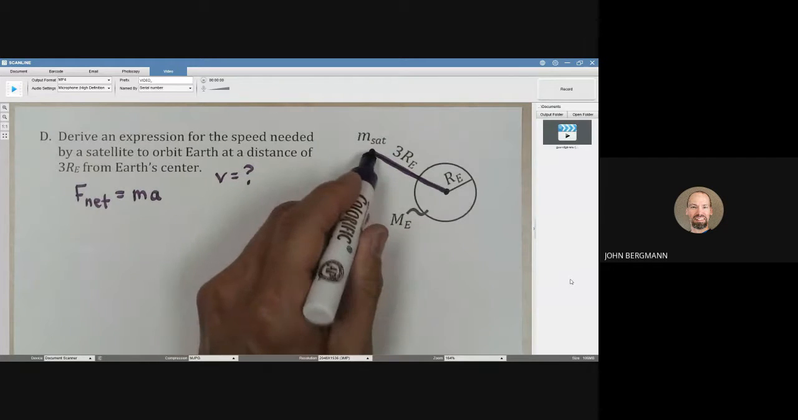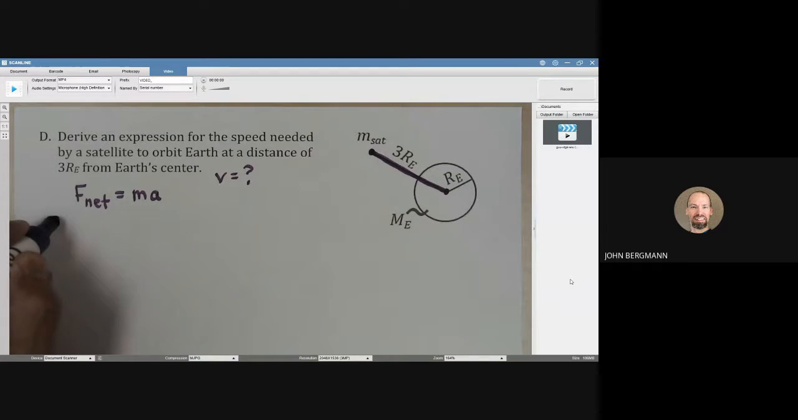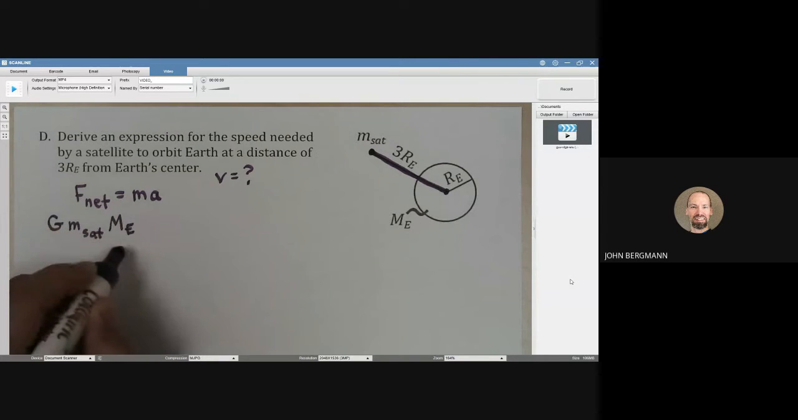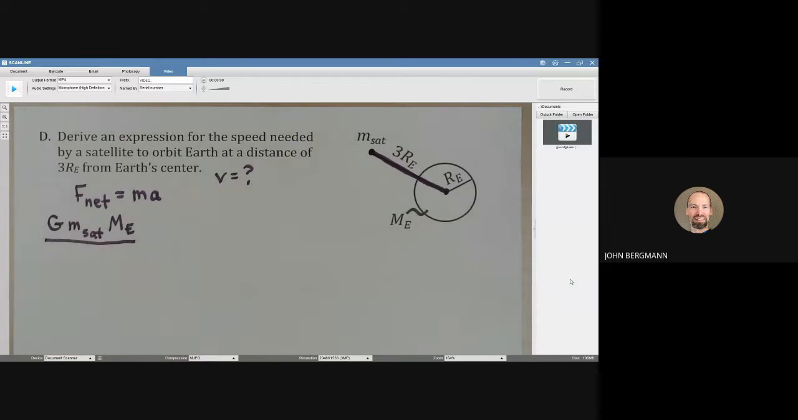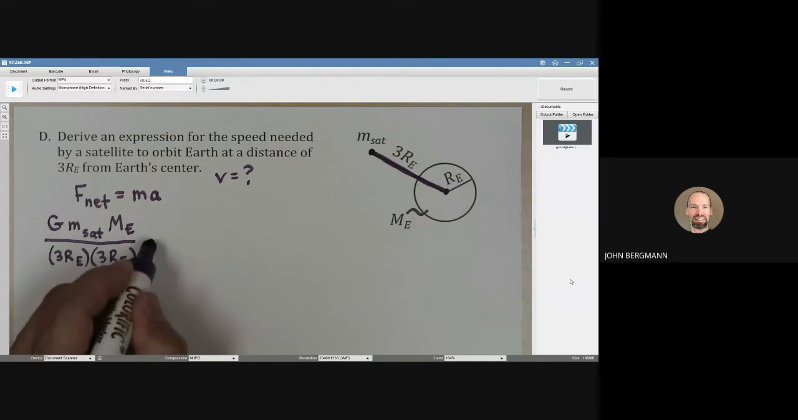What is the net force on the satellite? The net force on the satellite is the force of gravity between it and the Earth. And so what's Newton's law of gravity? Newton's law of gravity is capital G times the product of the masses, which is the mass of the satellite, and then you've also got the mass of the Earth, and then we divide by r squared, the distance between them squared. Now, I'm going to write 3RE, and then I'm going to put 3RE again. You'll see why here in just a second.